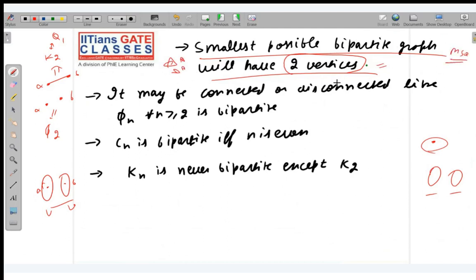Okay, next. It may be connected or disconnected, like phi of n for all n greater than or equal to 2 is bipartite. That is very obvious. Phi 2 is bipartite, phi 3, phi 4, phi 5 and so on. Every one will be bipartite. Okay, so it may be connected or it may be disconnected. They will ask a direct question. Every bipartite graph is connected? No. Every bipartite graph is disconnected? No. There is no such rule. A bipartite graph may be connected or disconnected. It hardly matters to me.